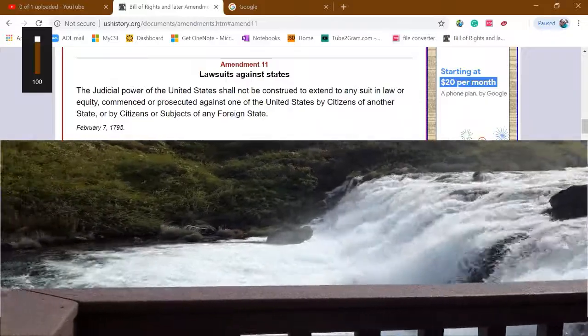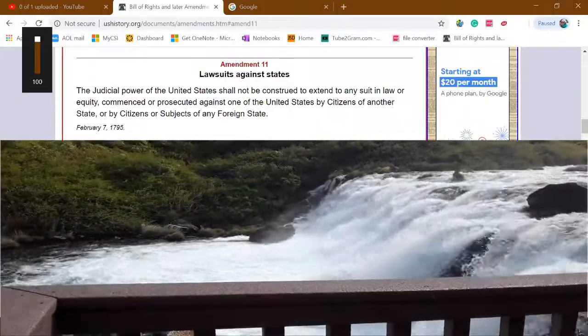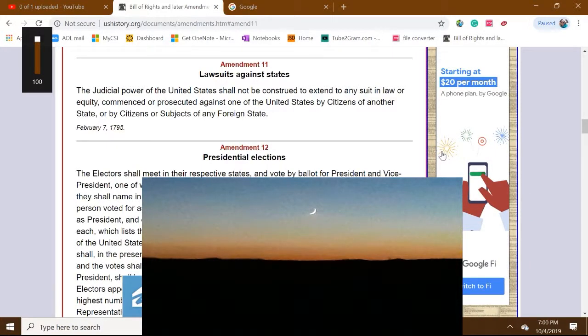I'm also referencing ushistory.org. You can probably see it up there on the screen. I want to make sure that I give them credit. I'm referencing them as a source for the reading of these amendments.